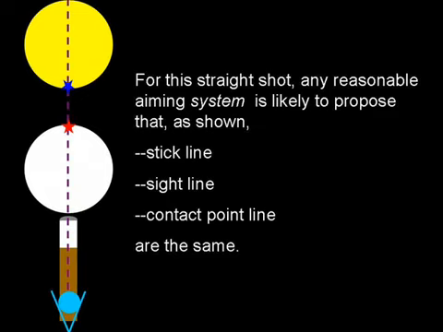Here's a picture of a straight-in shot or a full shot. The red star and the blue star are the cue ball contact point and the object ball contact point, respectively. When the cue ball reaches the object ball, these are the two points that are going to hit one another. Also shown on here is the stick line, and on top of that is the sight line, as indicated by the blue eye over top of the stick. Like shown here, the stick line, the sight line, and the contact point line are all the same line for this straight shot, and it's hard to imagine any reasonable aiming system proposing anything different than this here.